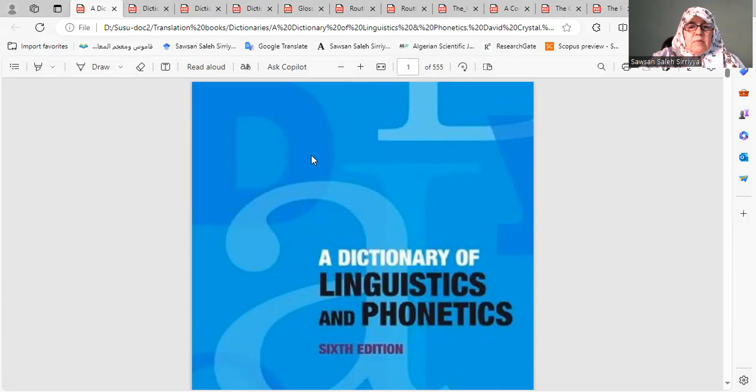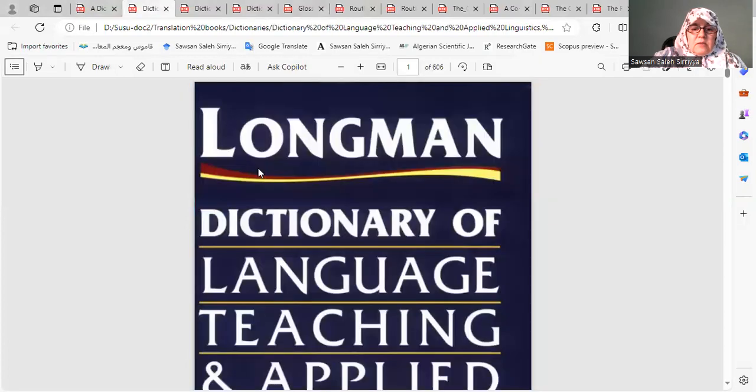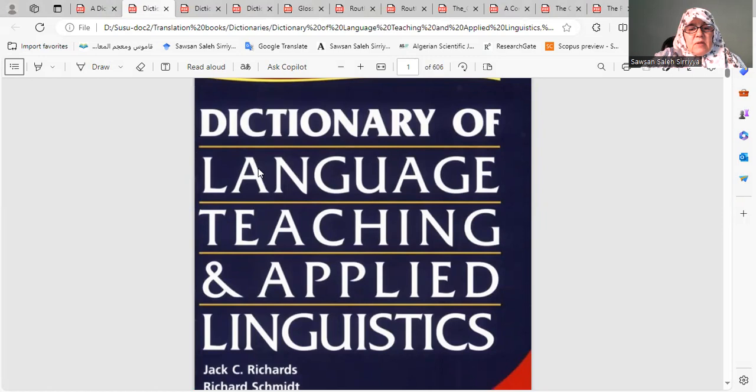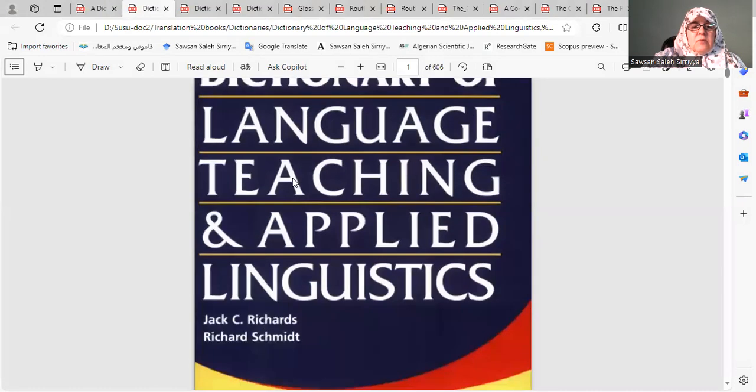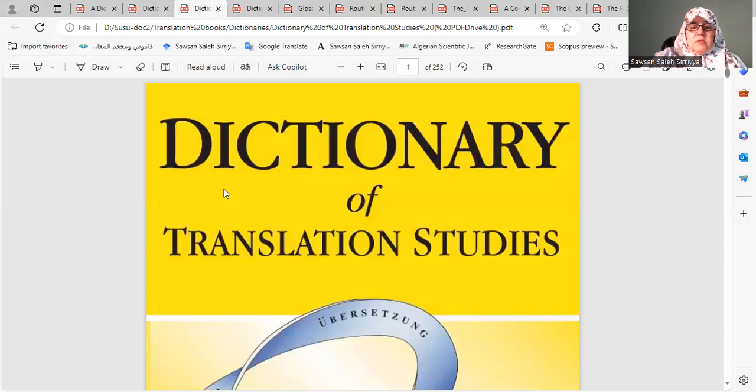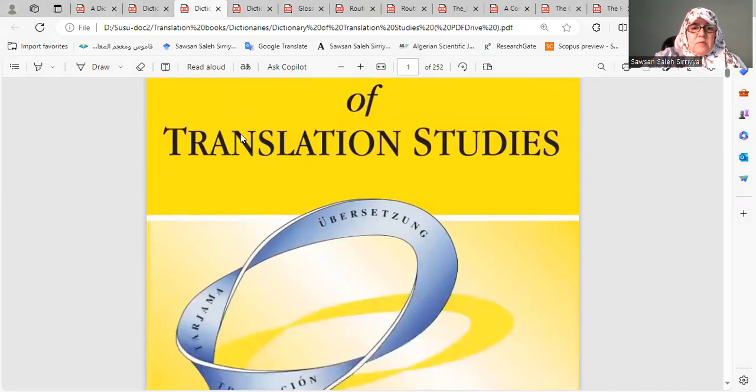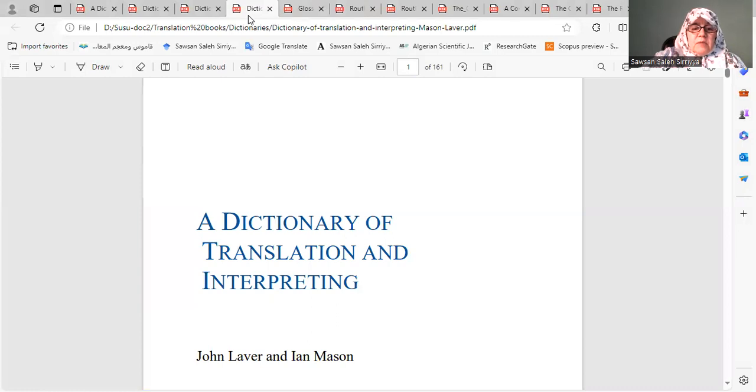For example, if you are writing about a topic that has grammatical keywords, it writes about grammar, go to a dictionary of linguistics and phonetics. If your topic is about language teaching, there's a dictionary of language teaching. You can go and search for it. There is also a dictionary of translation studies if your topic is about translation. If your topic is about translation or interpreting, again, there is another dictionary. This is by John Laver and Ian Mason.